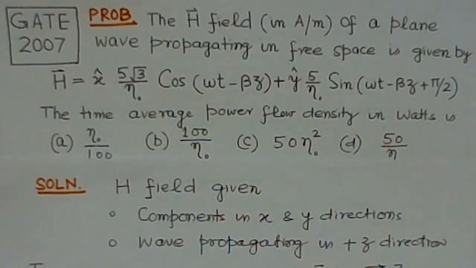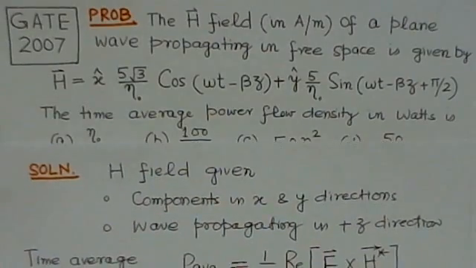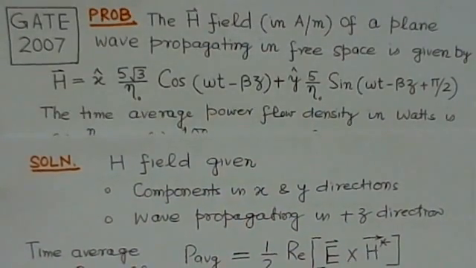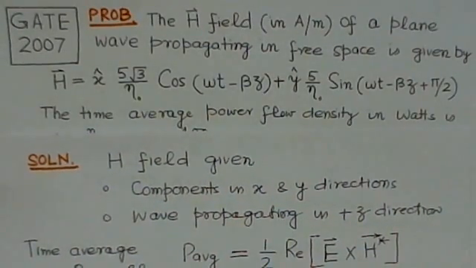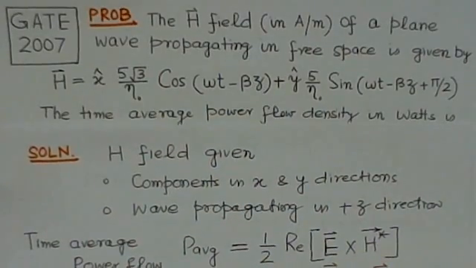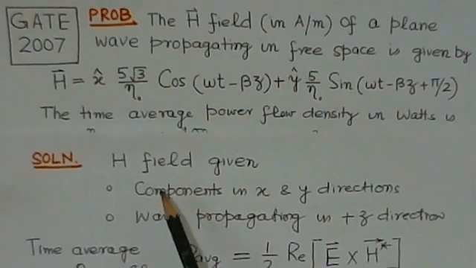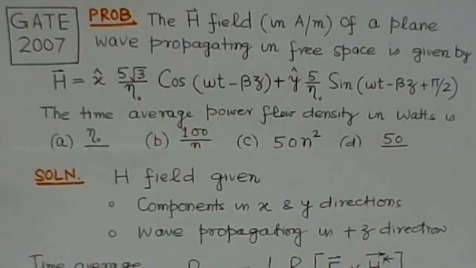Now if we try to see the H field, as I said, there are two components X and Y, and the propagation is in the Z direction. Now we have to find out the time average power flow density in watts.